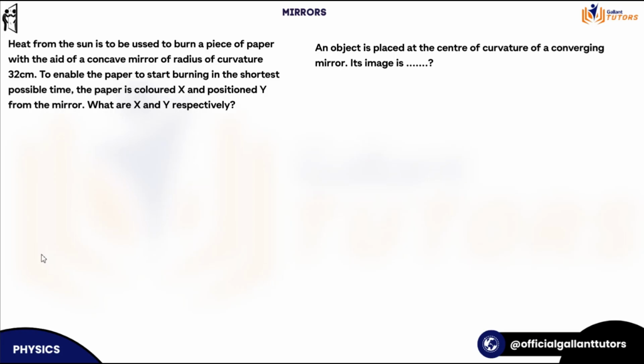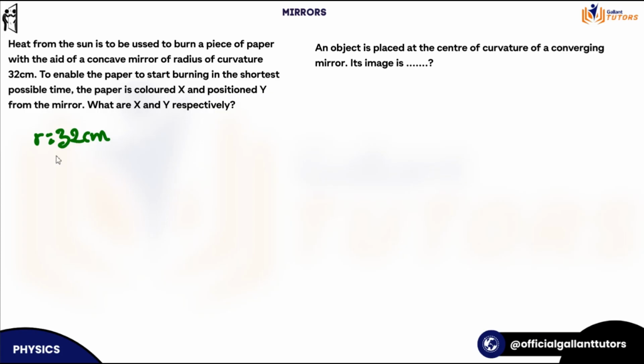All right. So next question. Heat from the sun is used to burn a piece of paper with the aid of a concave mirror of radius of curvature 32 centimeter. For formality's sake, to enable the paper to start burning in the shortest time possible, where do you think we should place this paper? Where should we place the paper?